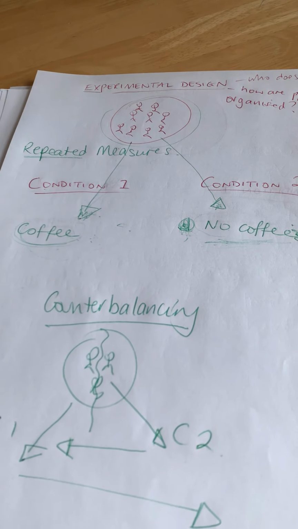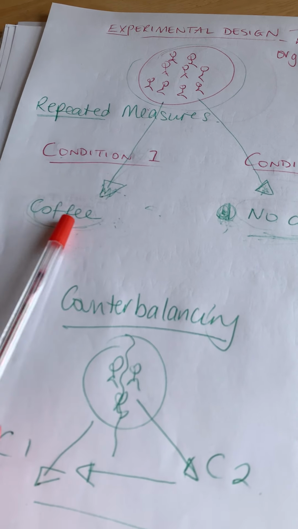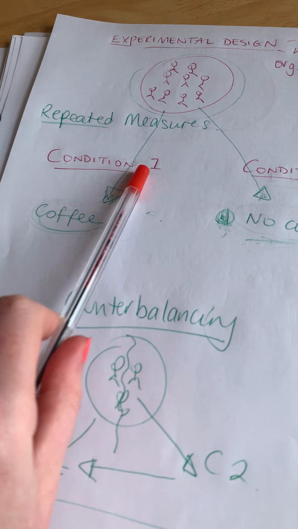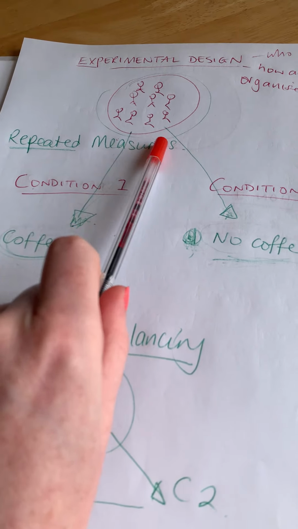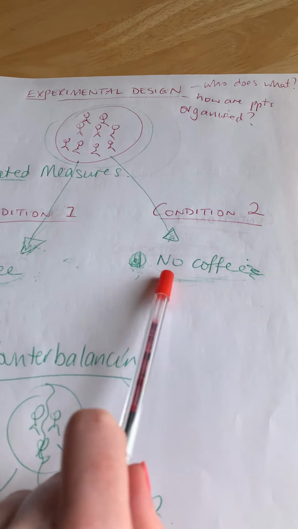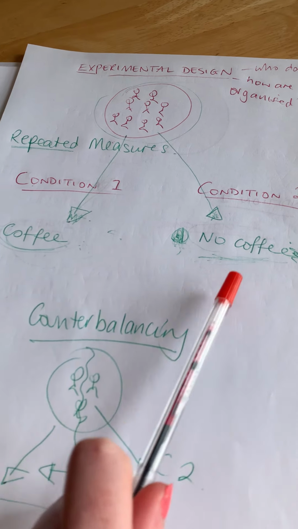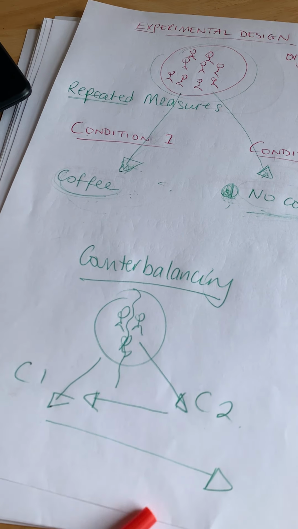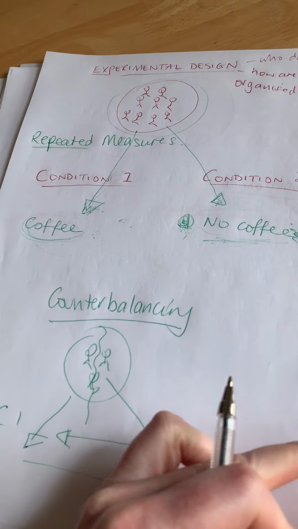So that is our first experimental design, repeated measures. Everybody does condition 1 and then everybody does condition 2. The issue is order effects that are always negative for condition 2. However, it can be overcome. Right, moving on.